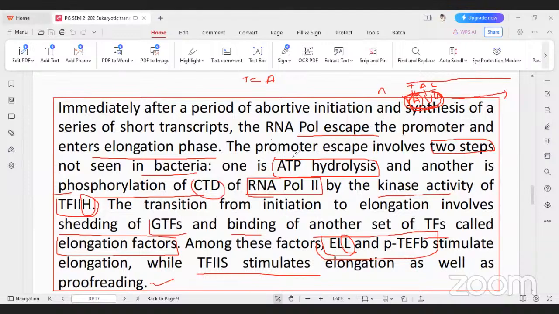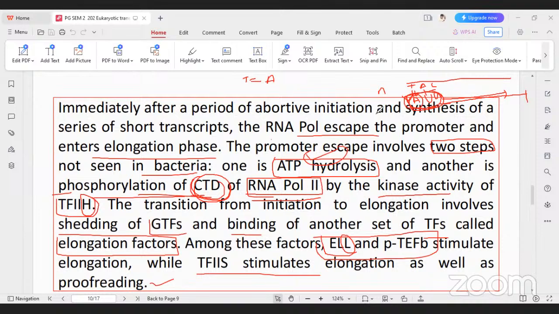In this elongation, first, for the formation of these mRNA nucleotides, ATP energy is required. This energy is utilized for the phosphorylation of CTD, that means the C-terminal domain of RNA polymerase 2. So in RNA polymerase 2, they are formed for synthesis of AUG. Now this sequence continues. Like this, the mRNA strand is prepared. This strand continues until it reaches the termination period.